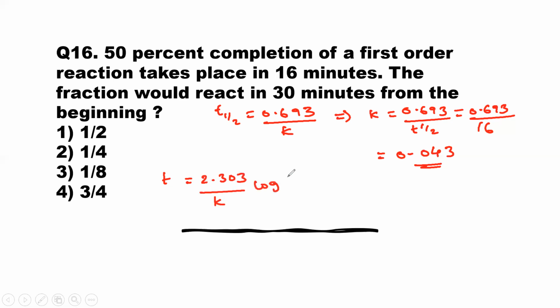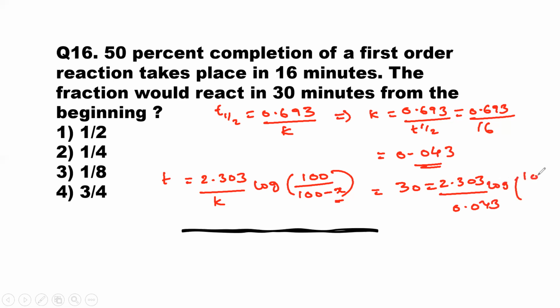into log of 100 by 100 minus X. They have given 30 minutes, T is equal to 30 minutes. So in this case, you have to find X. So it is nothing but 30 is equal to 2.303 by K. K value we have found out already, 0.043, into log of 100 by 100 minus X. From this, we have to take an X value, because that is the amount of substance decomposed after 30 minutes. So after solving this, you'll get the answer approximately.